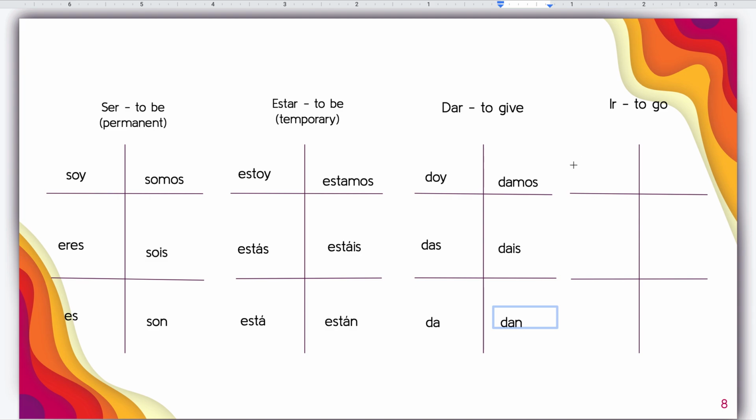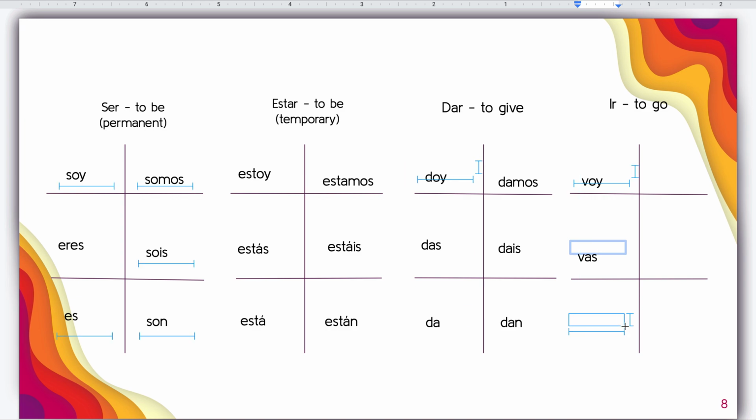All right, ir, to go, to say I go or I am going, is voy. The tu form is vas, V-A-S. The usted form is va.